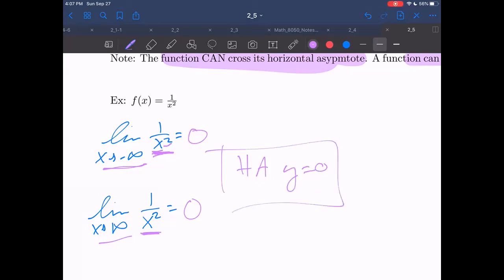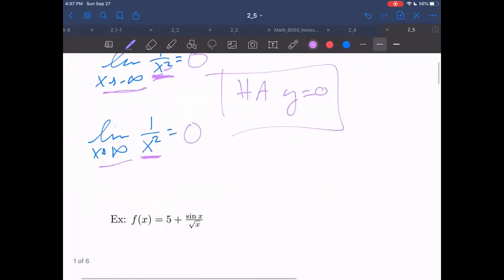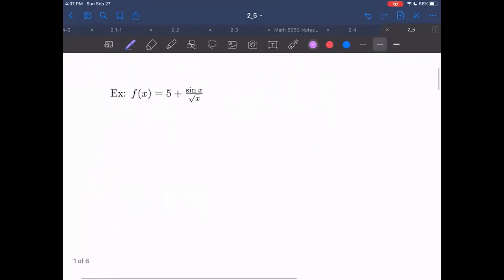Okay, and they don't have to both equal 0 for us to have a horizontal asymptote. As long as one of them equals the value, then that's a horizontal asymptote. So they could equal 2 different values, and we'd have 2 different horizontal asymptotes. We'll see some examples of those in a little bit.